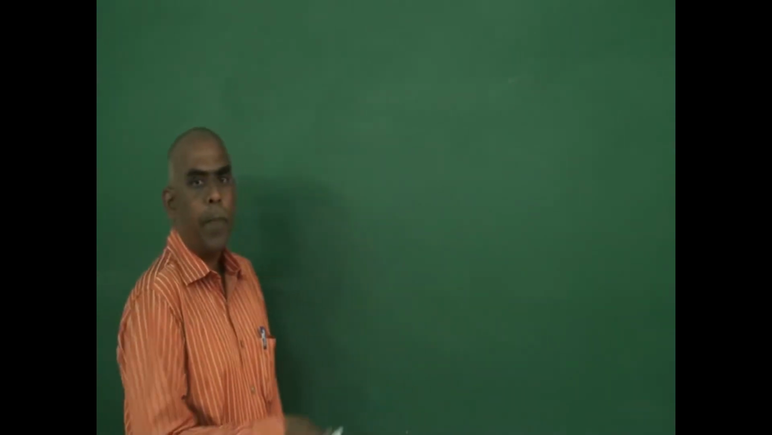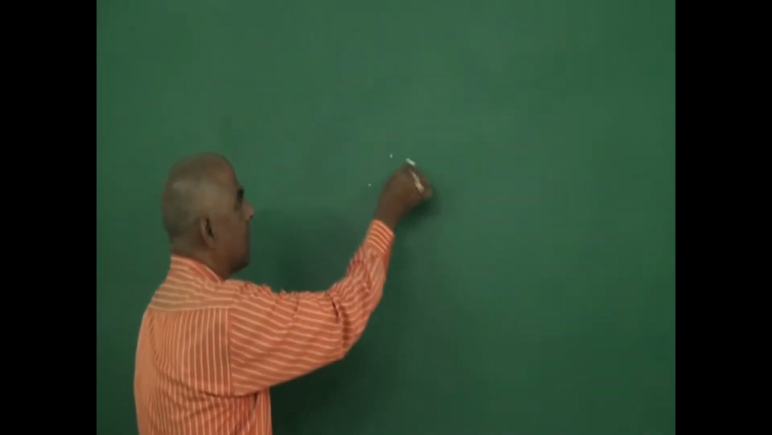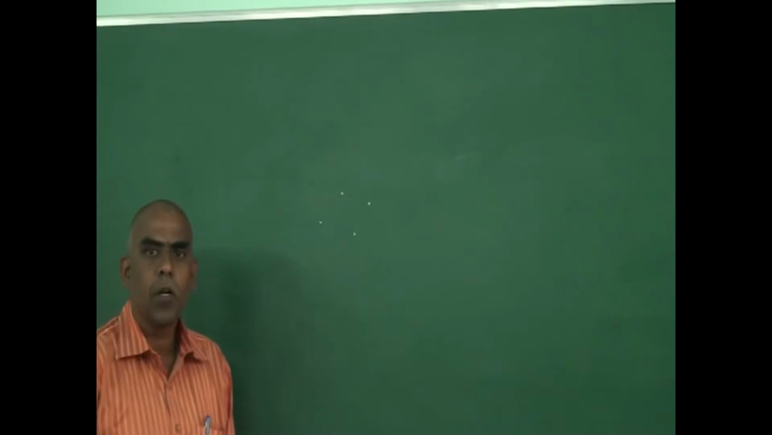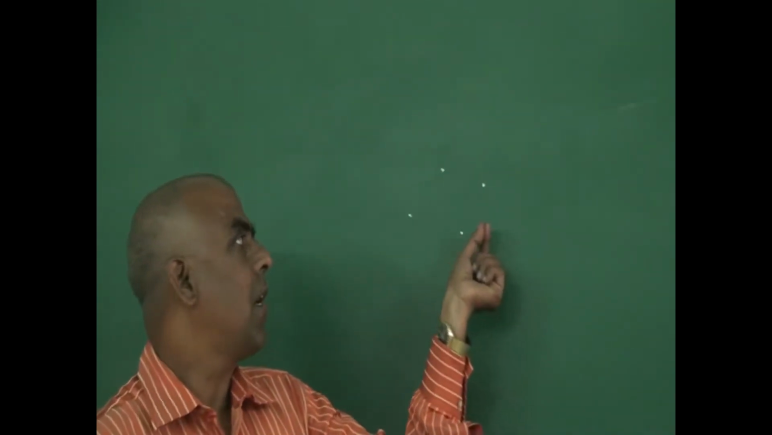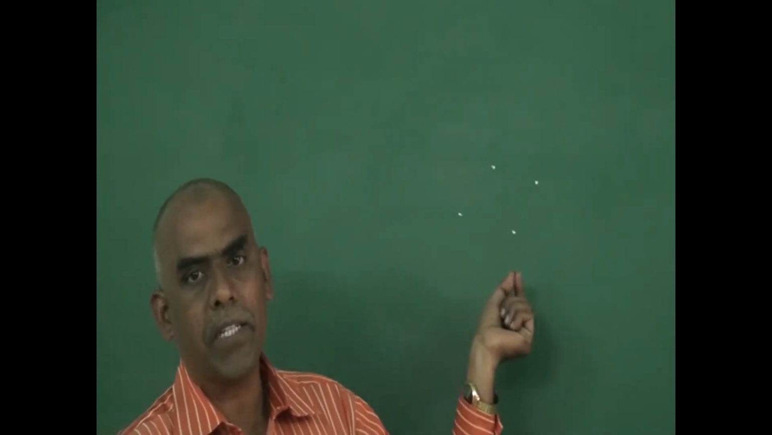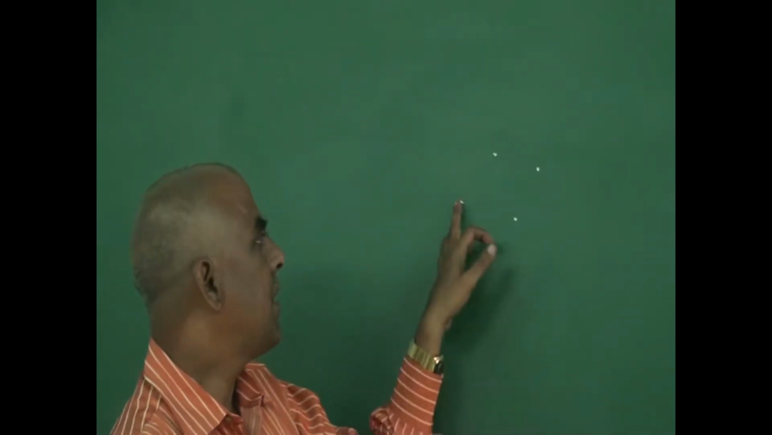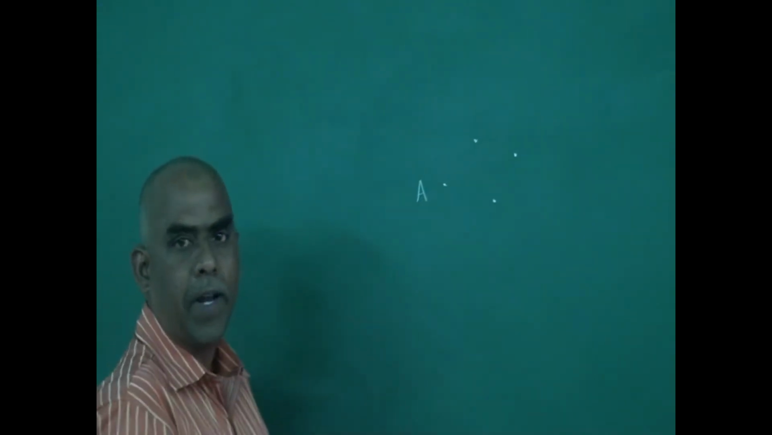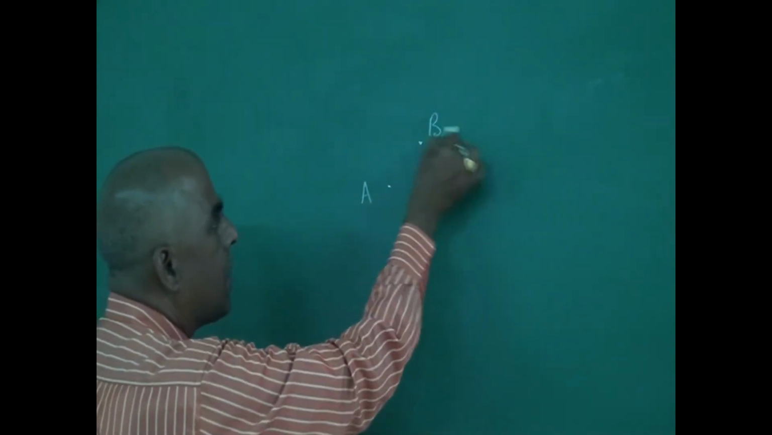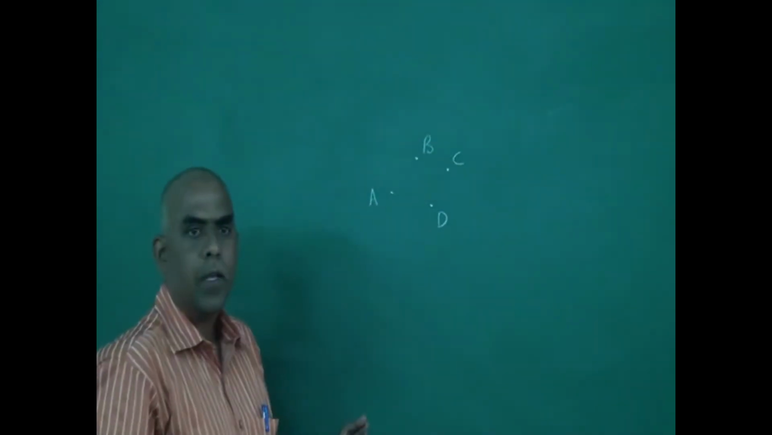In geometry, the point has no length, no breadth, no height, and no magnitude, but it has a position and a location. That is said to be a point. It is always denoted with capital letters A, B, C, D.